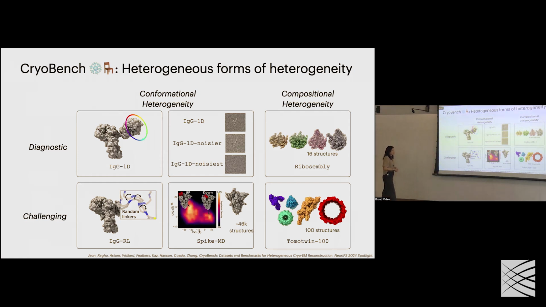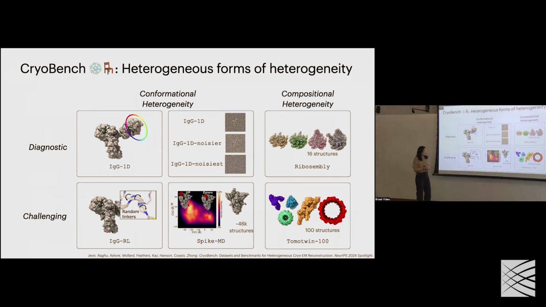And then we designed very challenging data sets where no methods currently perform that well, to motivate new methods development. So one is IgG-RL. Here we're sampling random dihedral angles from the linker region of an IgG antibody, and the Fab is oriented randomly. But I think that's representative of a lot of systems where we have a smaller domain that's moving and is disordered relative to a larger fixed domain.